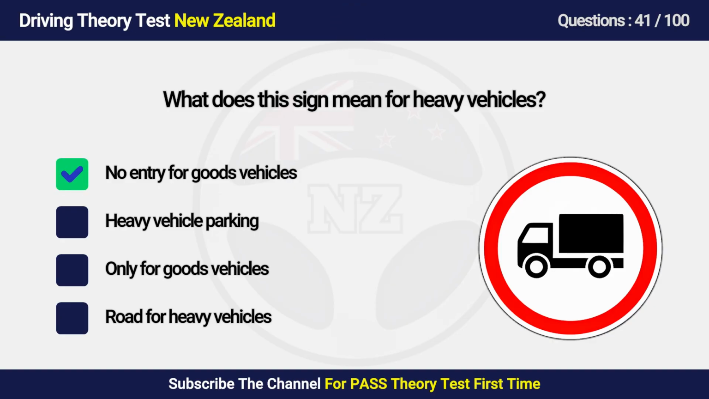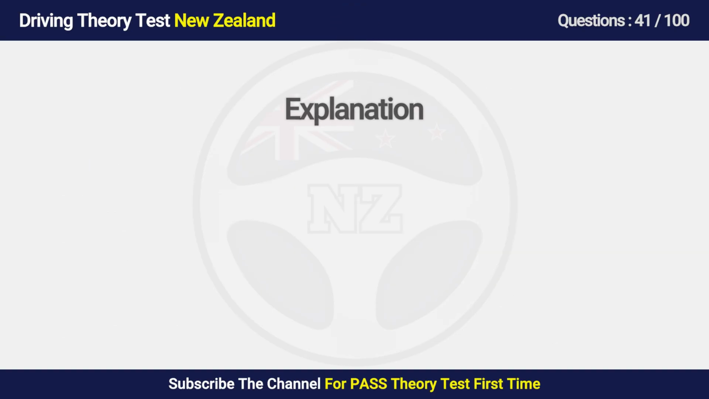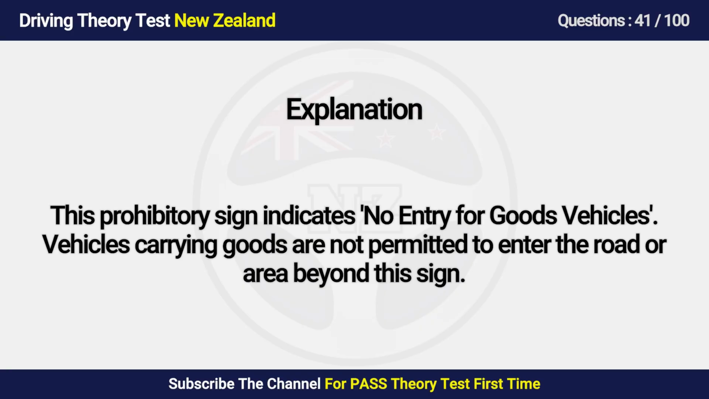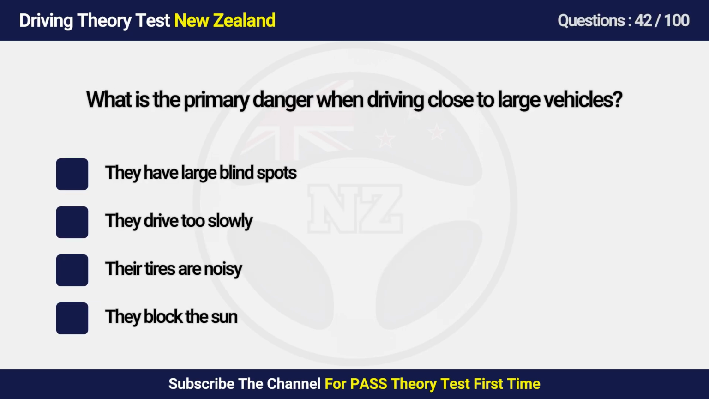Answer is A. No entry for goods vehicles. This prohibitory sign indicates no entry for goods vehicles. Vehicles carrying goods are not permitted to enter the road or area beyond this sign. Question 42. What is the primary danger when driving close to large vehicles?